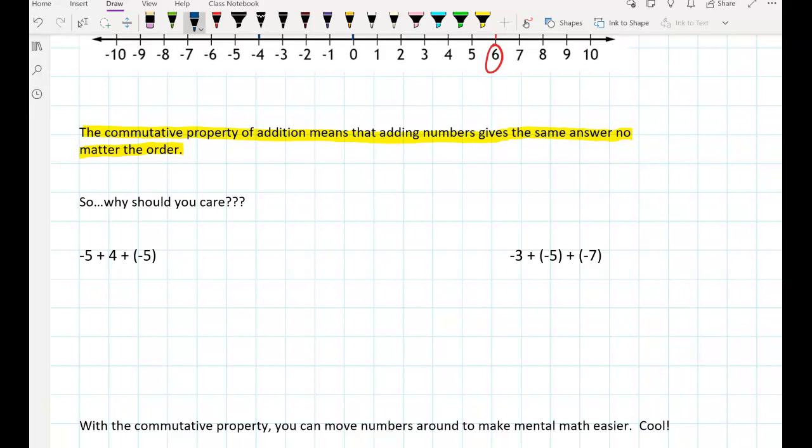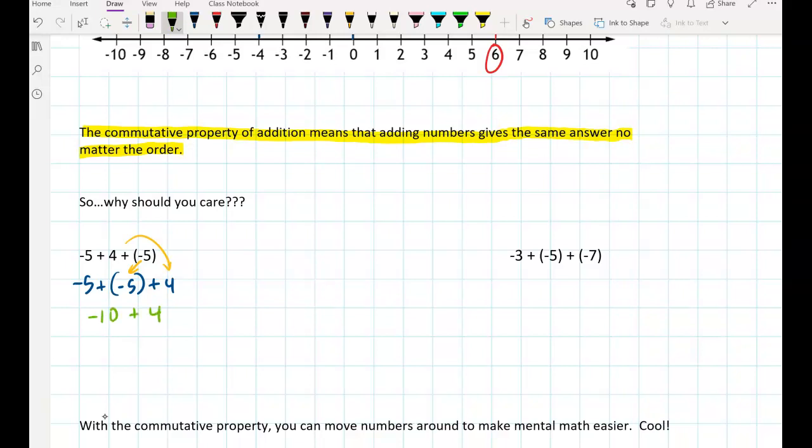So I'm going to change the order, and I'm going to make this negative 5 plus negative 5 plus 4. So you can see I moved this negative 5 to here, and I moved the 4 to there. So I just swapped the order around. The cool thing about that is that now I can add negative 5 plus negative 5. I know that a negative plus a negative is just going to give me a bigger negative. Negative 5 plus negative 5 is negative 10.